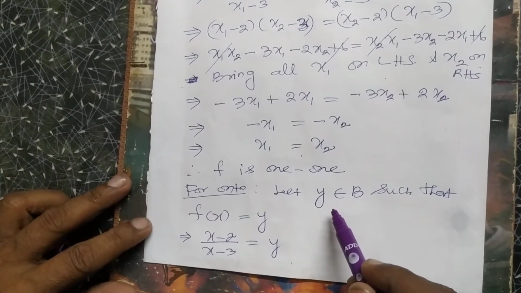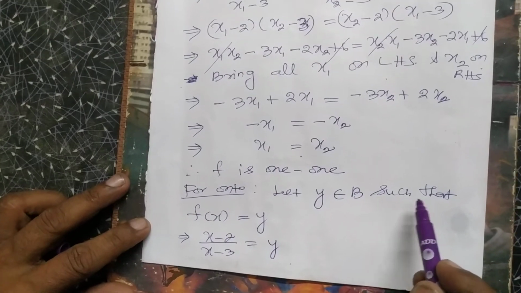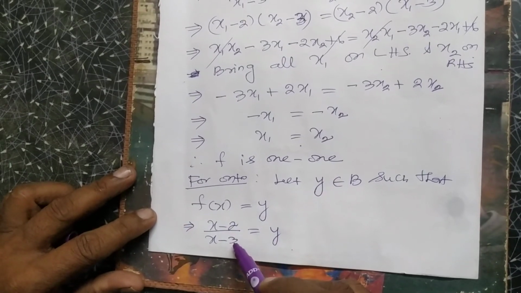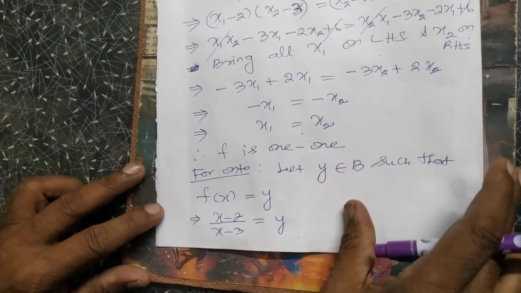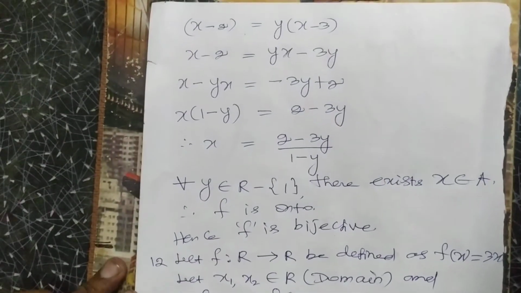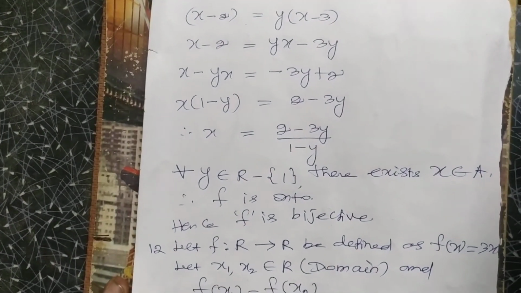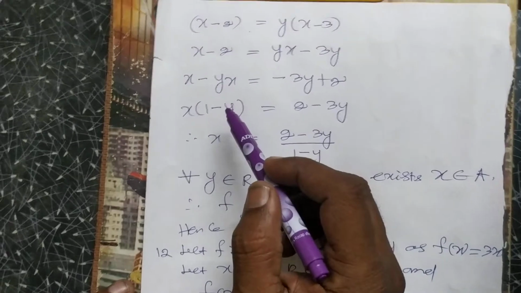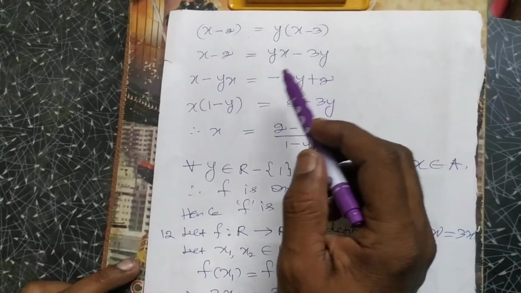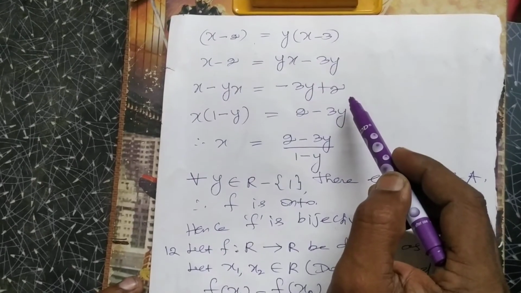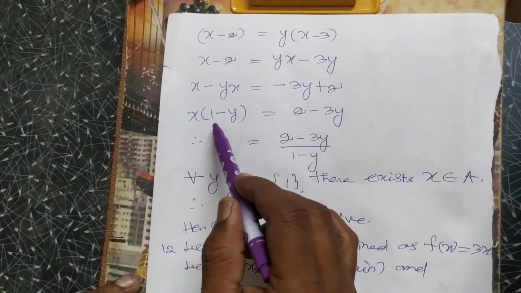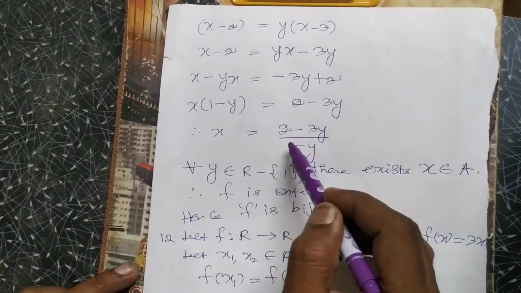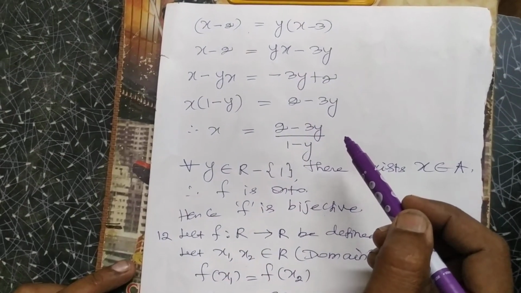For onto, we have to take any element of the codomain, that is y belongs to codomain B, such that f of x equal to y. Then substitute the value of f of x, x minus 2 divided by x minus 3 equal to y. Then cross multiply. Then find the value of x. The x term is there in LHS as well as RHS. You bring all the x terms to LHS. Then on the RHS, the remaining terms, minus 3y, the minus 2 is there, plus 2. Then take x common, x into 1 minus y. This can be written as, write the positive term first, 2 minus 3y. Therefore, x equal to 2 minus 3y divided by 1 minus y.